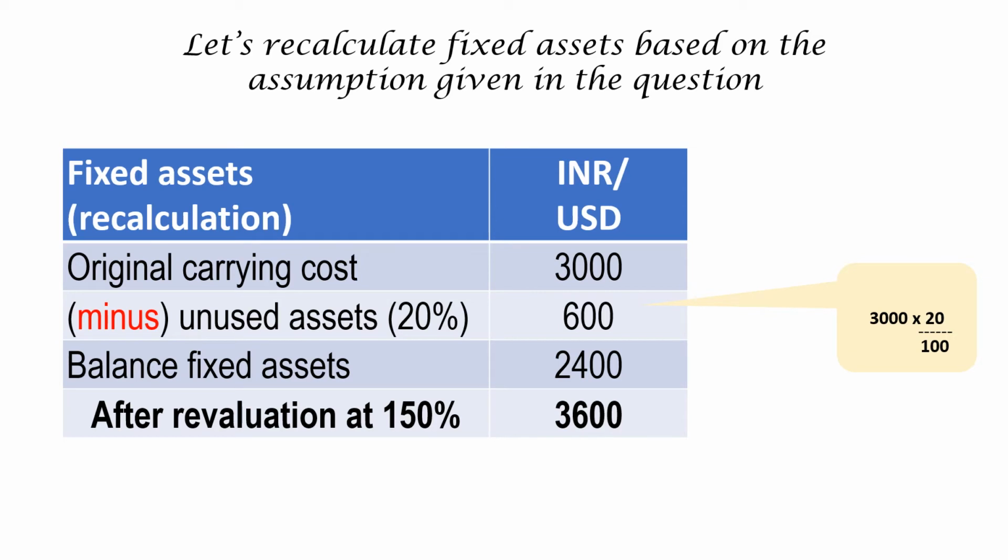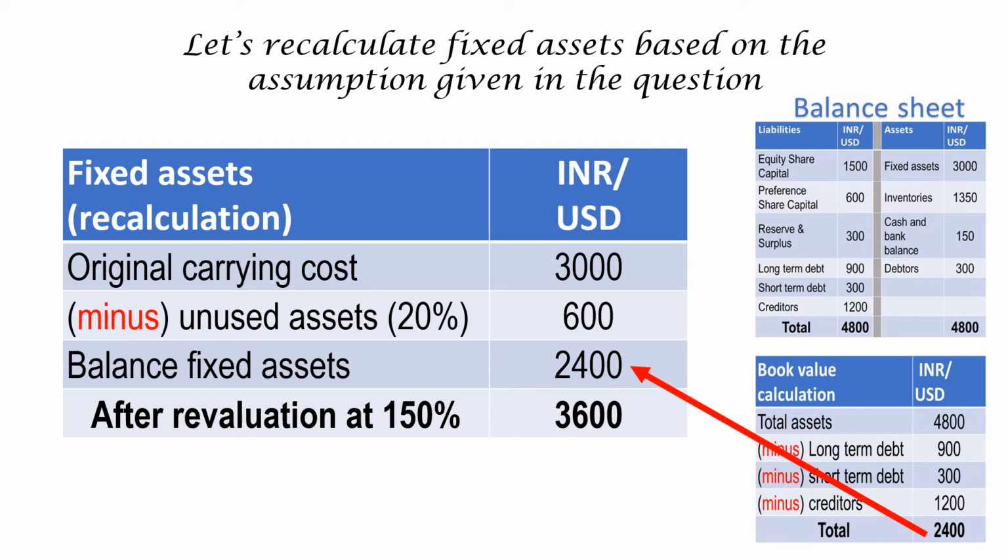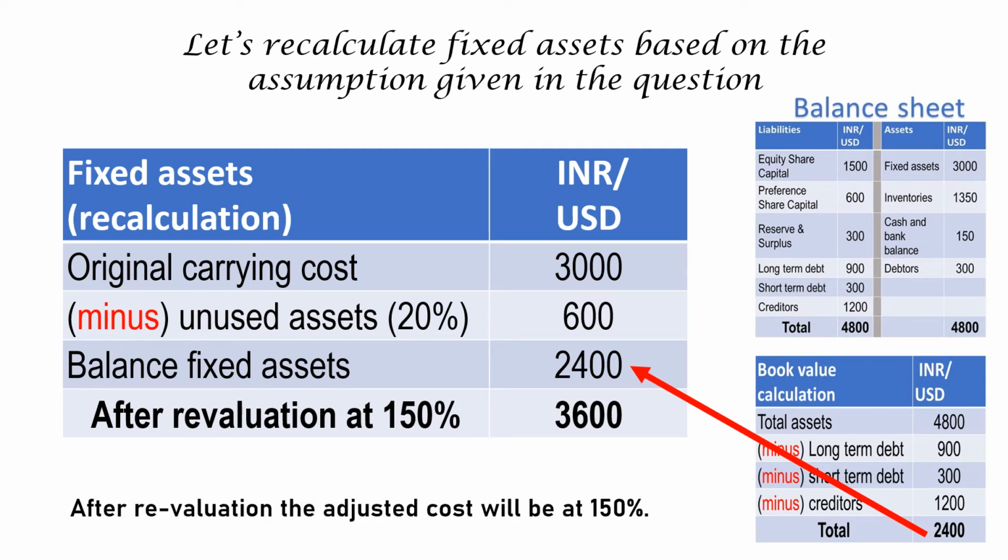Let us revalue the fixed assets part. Fixed assets original carrying cost is 3,000. We already have that from the table. 20% of 3,000 is 600. Balance fixed assets is 2,400, and this is derived from the calculation of book value. And after revaluation at 150%, it would be 3,600.